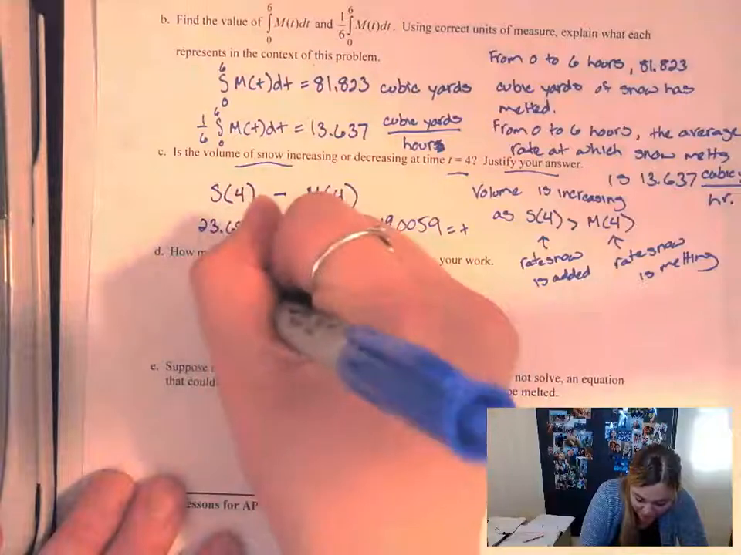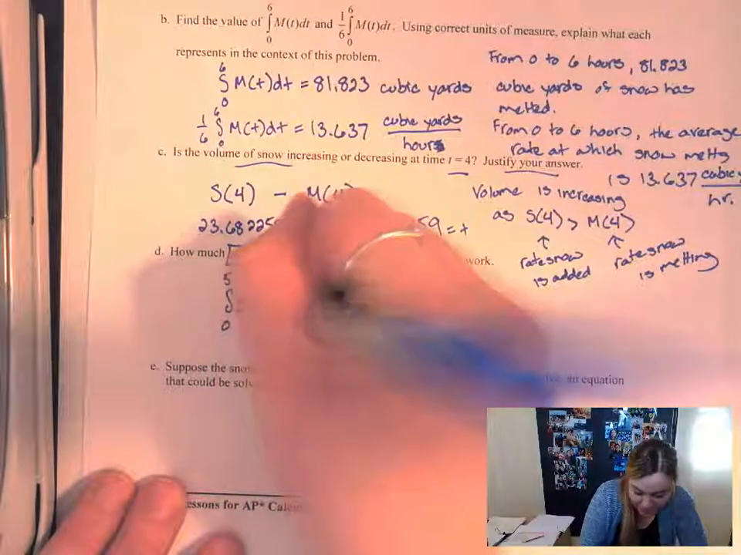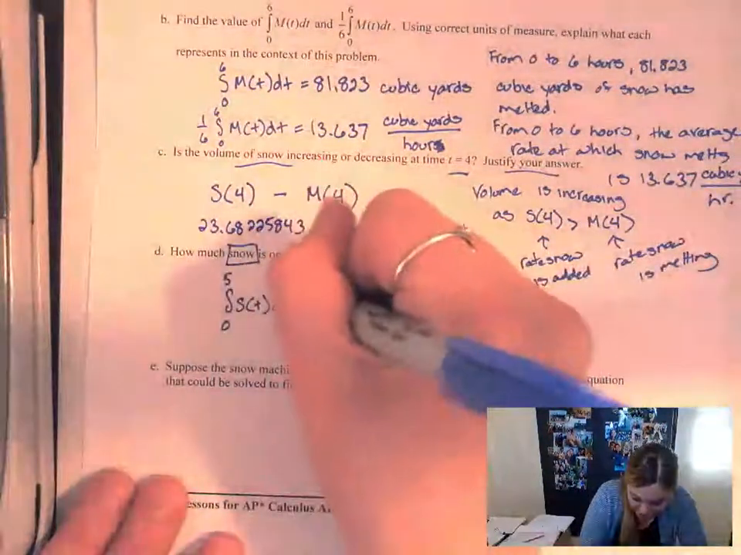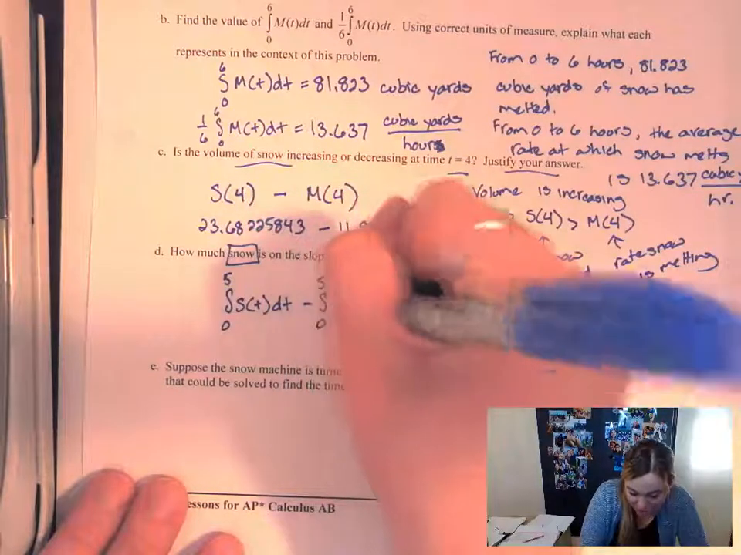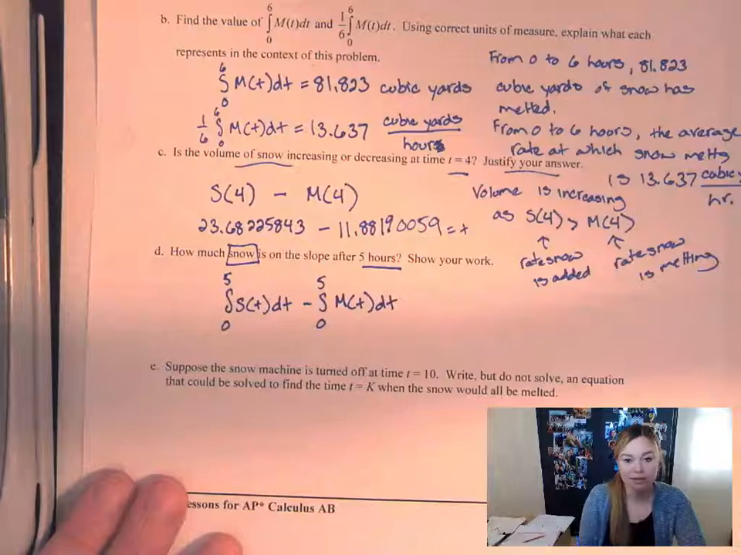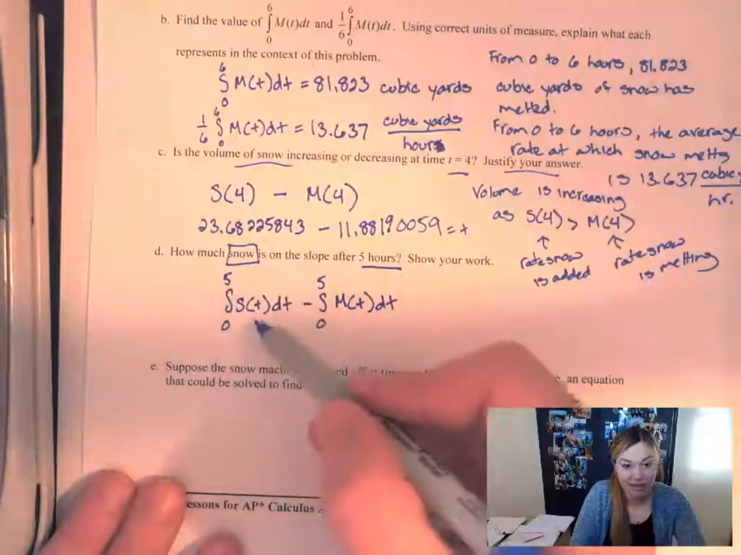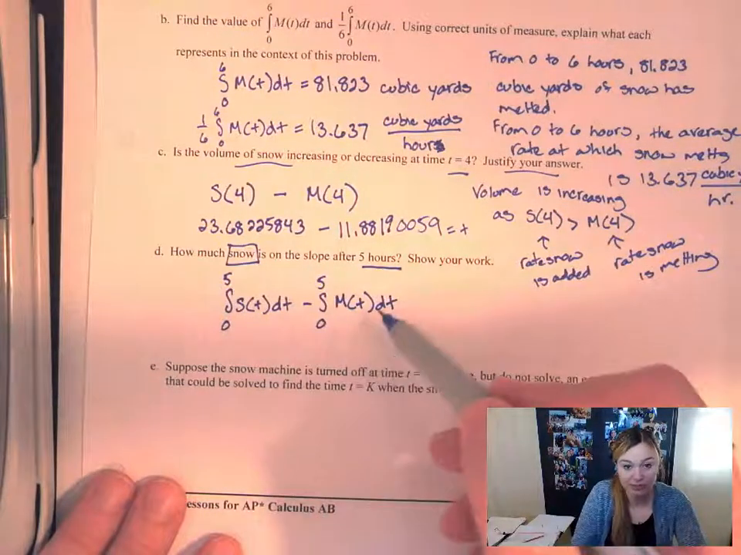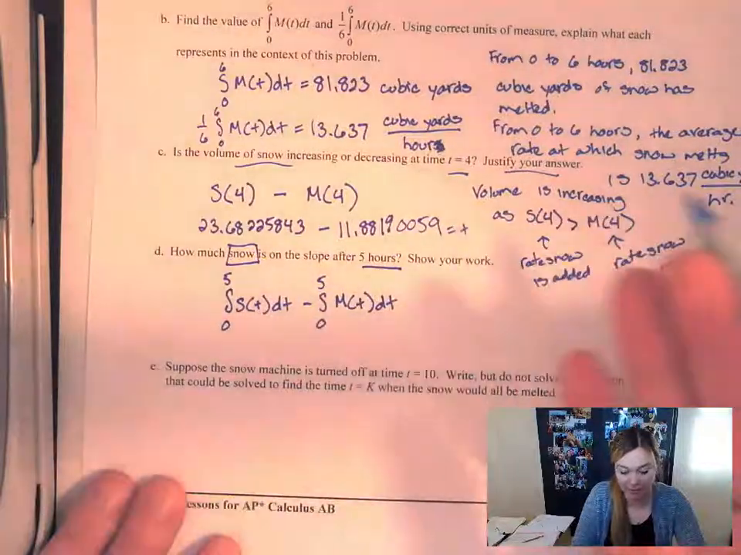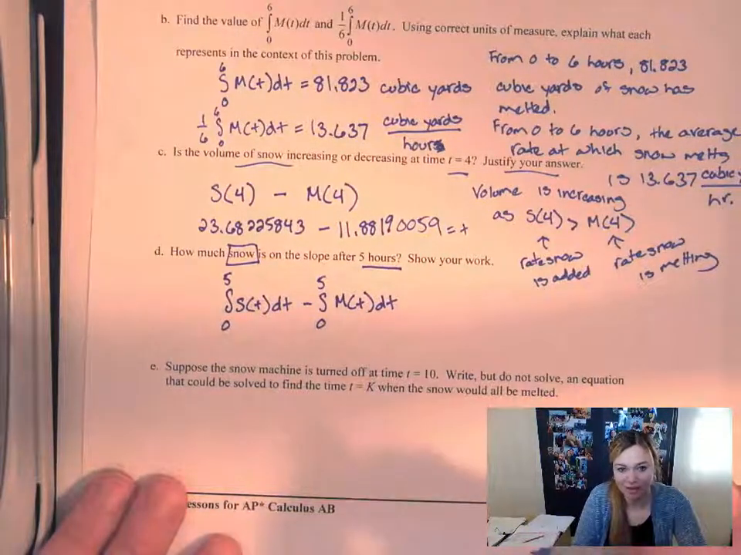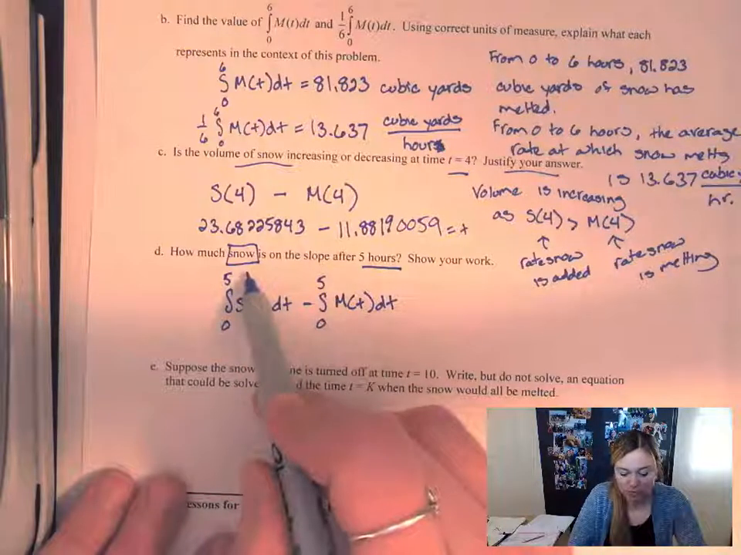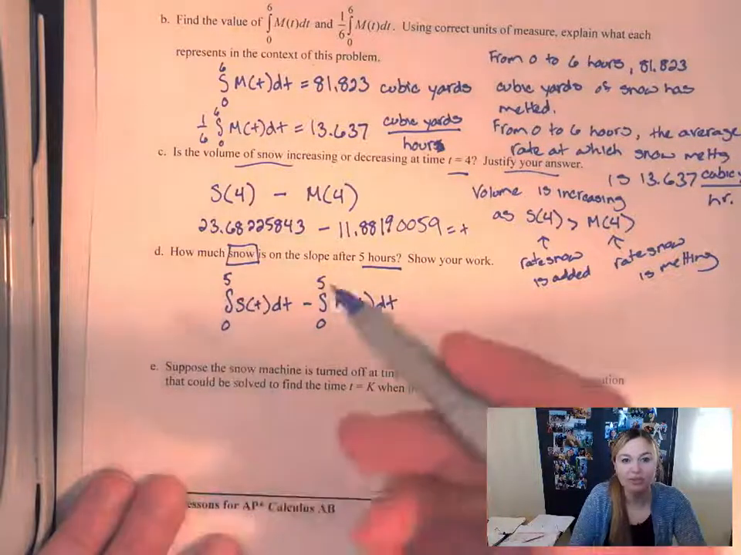This is how much snow is being added. This is how much snow is being taken away. Because this is the change in the amount of snow being added from 0 to 5. This is the change that's melting from 0 to 5. We can find both of those with our calculator. But then we have to do one more thing. If it says how much snow is on the slope, we need to figure out how much was there originally.